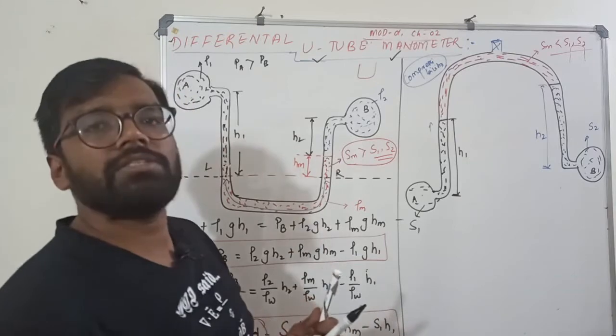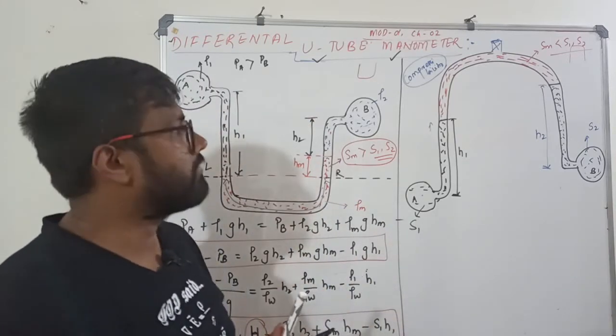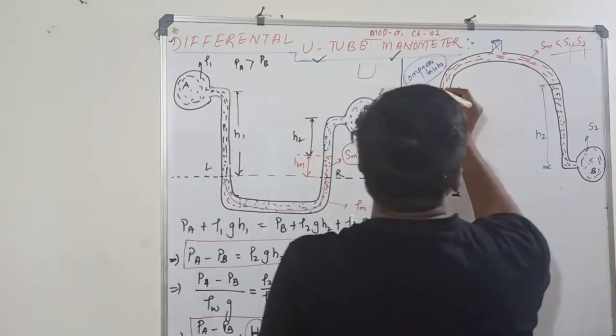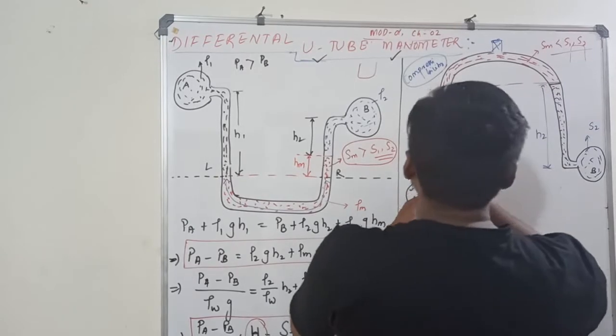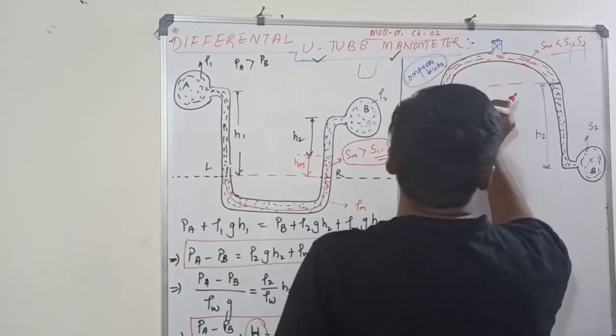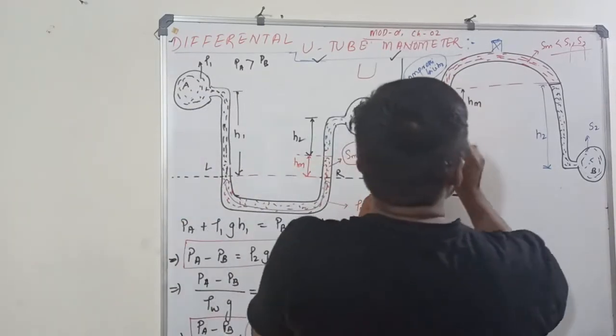In the concept it is opposite, and in the shape also it is an upside-down U-tube. Okay, reverse U-tube. Less than both the fluids. Now let me take this as a line. Let this be the height Hm. Okay, so same continuous mass of fluid.